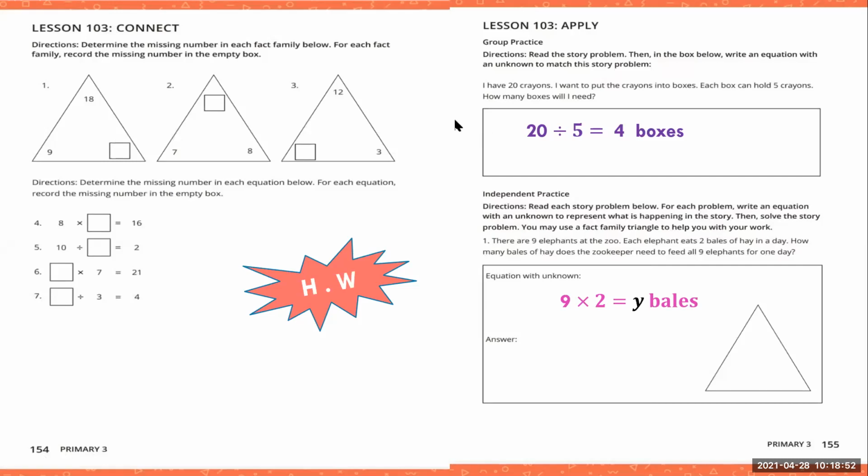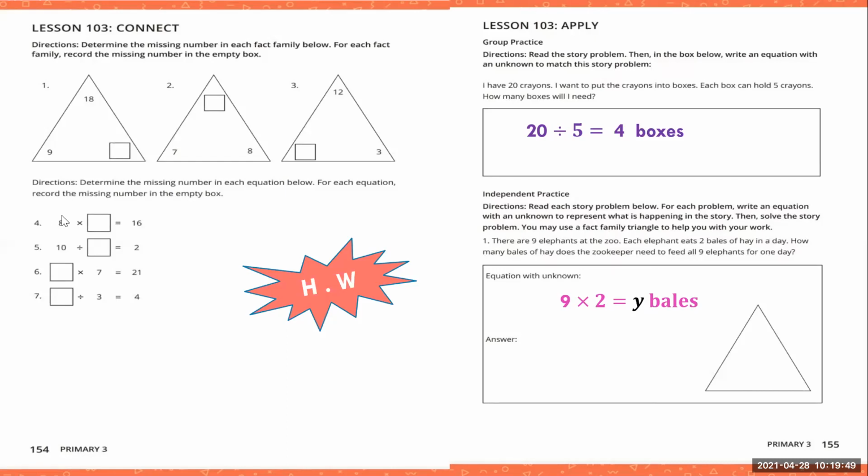Okay, let's continue together. Here, I know 9 elephants, and I know I have 2 bales, but I don't know the answer. So I will put a symbol in this space. You can put dots or a question mark, but now I want to put a symbol. You can put X, Y, any letter you want, as a missing number. We don't know the result. It's missing for me, so I will write Y or X here.